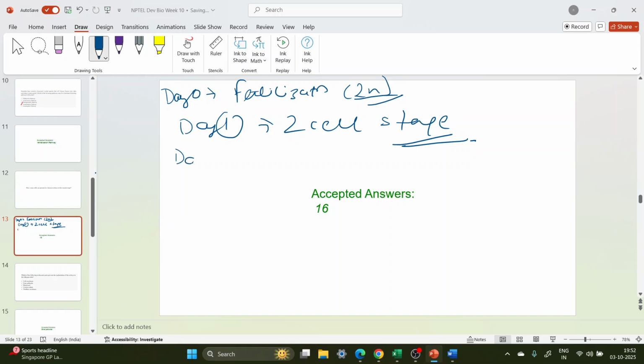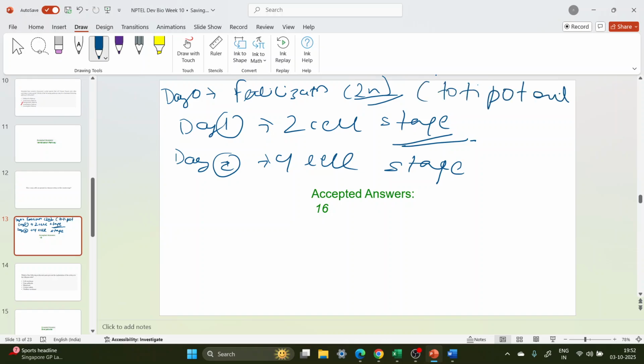Then comes your day 2. Day 2 is a four cell stage. What happens in day 2? Further cleavage occurs and four blastomeres are formed, and each blastomere is still totipotent. So the zygote which is formed on day 0 is totipotent, obviously. Day 2, still it is totipotent.